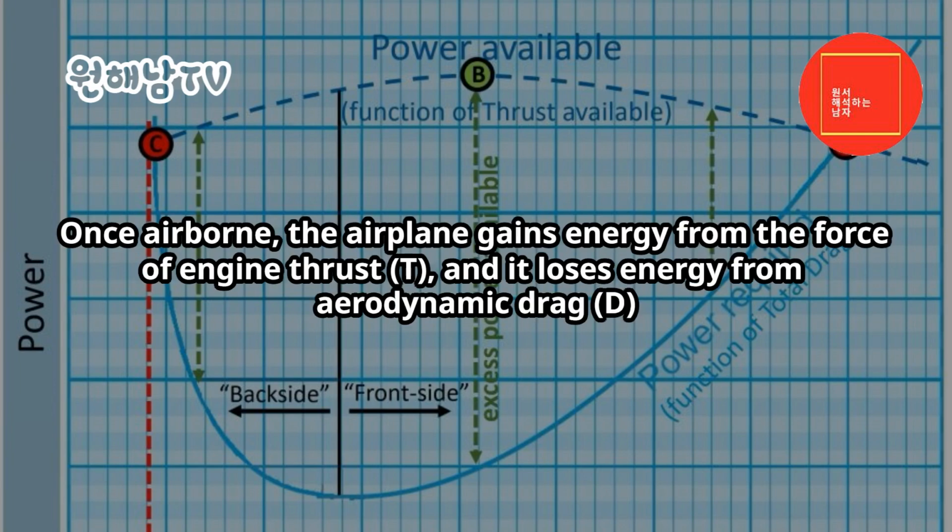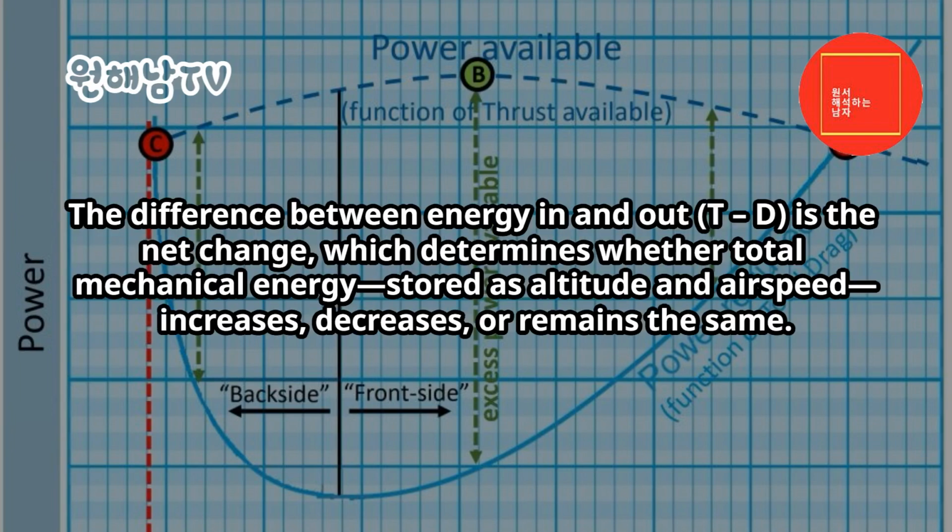Once airborne, the airplane gains energy from the force of engine thrust, T, and it loses energy from aerodynamic drag, D. The difference between energy in and out, T minus D, is the net change, which determines whether total mechanical energy, stored as altitude and airspeed, increases, decreases, or remains the same.